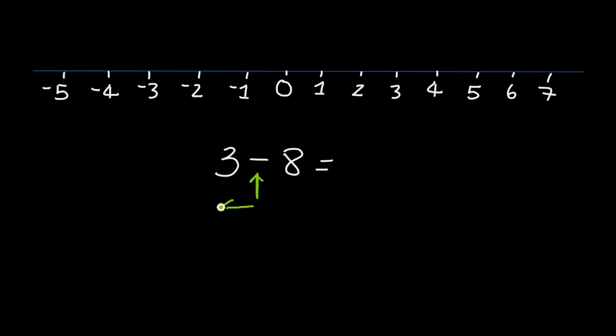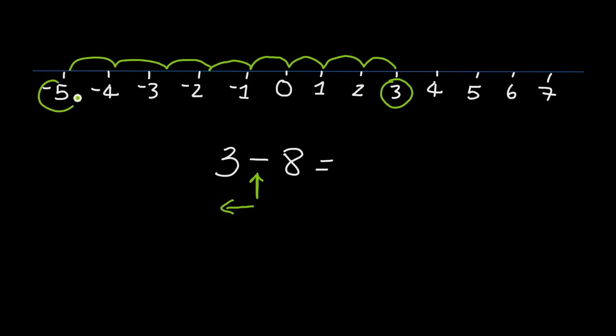As you can see, I've highlighted the minus sign. This tells us we need to move 8 places to the left on the number line. And we start at positive 3. Now let's move 8 places to the left. Count with me. 1, 2, 3, 4, 5, 6, 7, and 8. As you can see, we stopped at negative 5. That's our final answer. Let's try another problem.